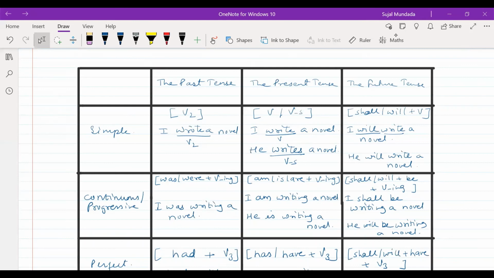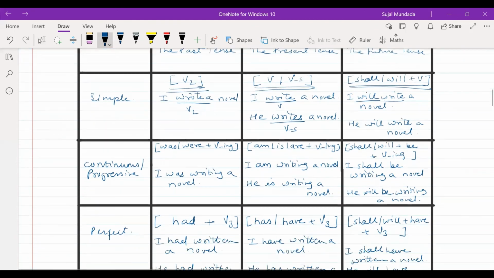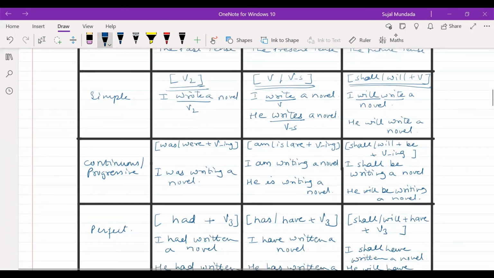Now, if we look at the verb structure in simple sentences, for example, in simple past tense, it is V2. In simple present tense, it is V or VS. Or in simple future tense, it is shall or will plus V. This is what you are supposed to remember. Rest of the things would be very easy for you.